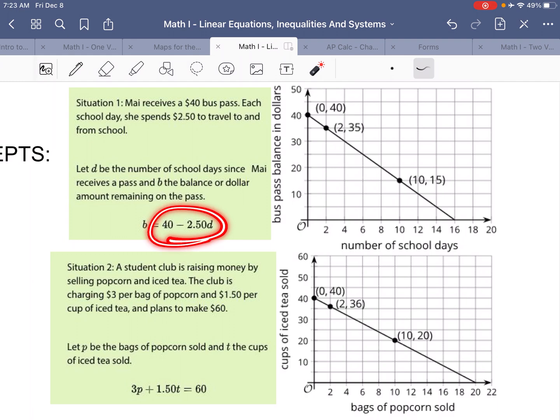Now, the slope we can see in our graph in terms of the change in y divided by change in x. And it can be from any point to any point. So I'm going to look at the change in y divided by change in x from that point to that point.